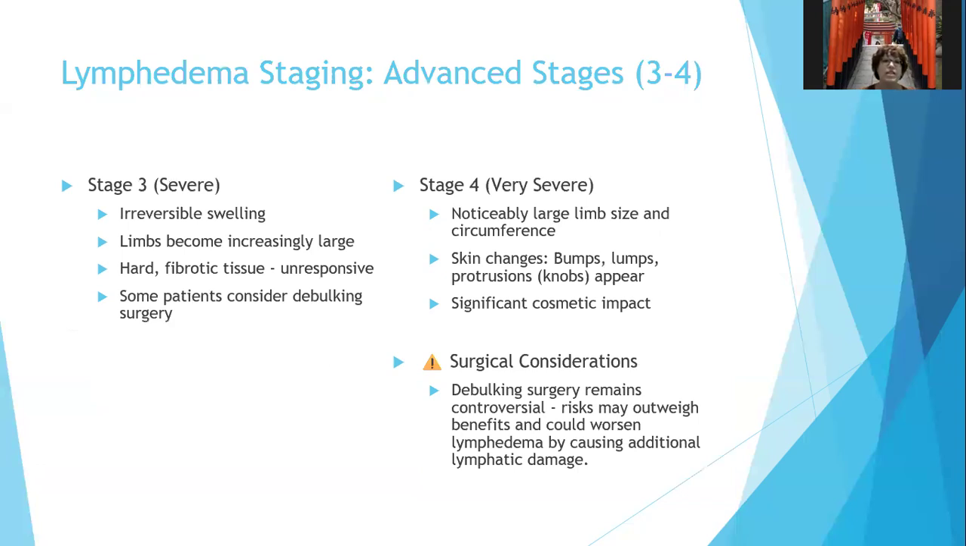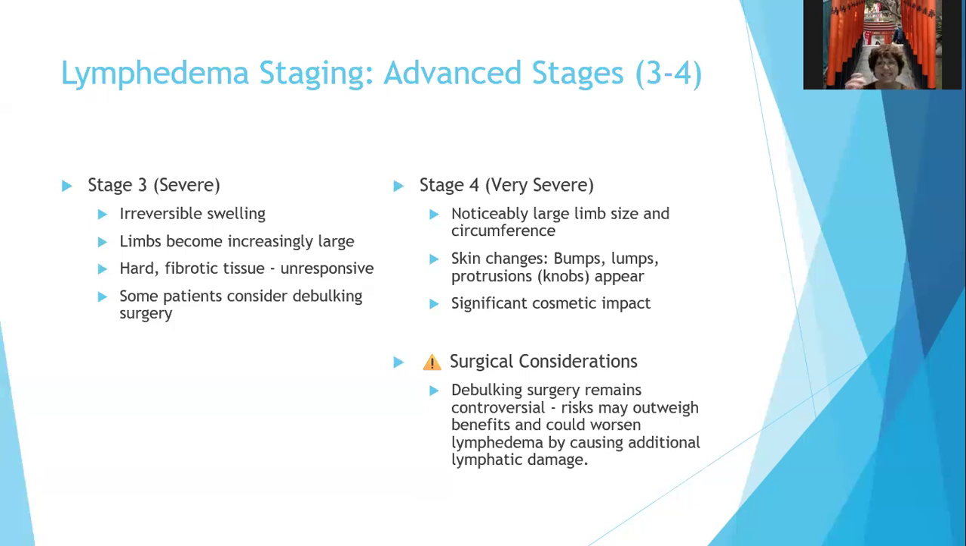So in severe, stage 3, it's irreversible swelling and the limbs become increasingly large, and you get hard fibrotic tissue that's unresponsive to mechanical stresses. And some patients consider debulking surgery at this stage, and there's some research with different results. Stage 4 is considered very severe, with noticeably large limb size and circumference. The skin changes, you get lumps, bumps, and protrusions, which are sometimes called knobs. And there's a significant cosmetic impact.